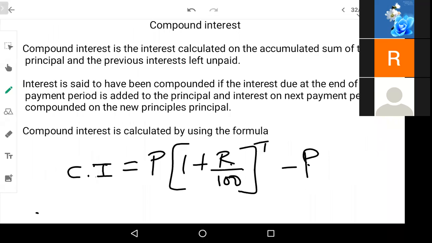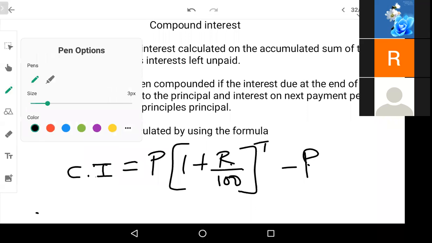Now in compound interest, this is the interest which is calculated on the accumulated sum of the principal. Now in simple interest, we were only calculating on the principal amount. Directly we will calculate the interest percentage for any number of years that is given. In compound interest, we are going to calculate the interest on the accumulated sum.